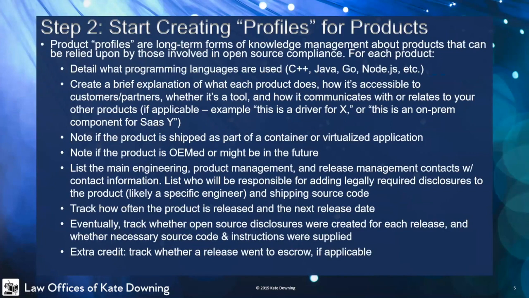Depending on the language that you use, that'll affect the kind of open source licenses that will work for you and that won't work for you. You'll also want to describe what the product does, obviously. You want to give people an idea of what it is, and particularly how it relates to your other products. So if it's a driver for something, if it's an open source component of a SaaS, you want to be specific about what it is and how it works with your other products. You want to tell that person whether or not it's a container or virtualized appliance.